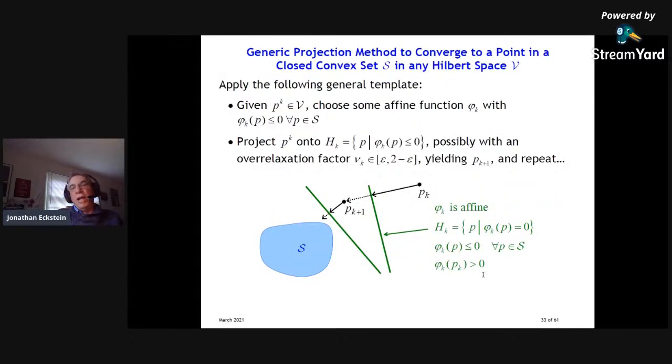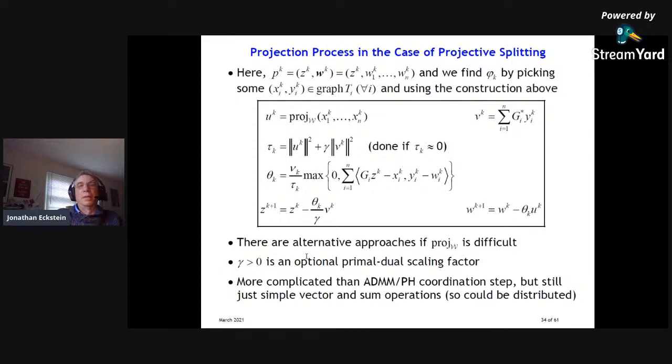So we have a general class of algorithms that looks like this. It's a general class of algorithms for trying to get a point in a set S, which is in some abstract Hilbert space V. You take some point, you choose some affine function phi k such that the set you want is on the non-positive side, and you project onto that half space. Maybe you can over-relax a little bit, going a little further by a factor of up to 2. Then you take another half space that contains this set, project onto that, and just repeat.